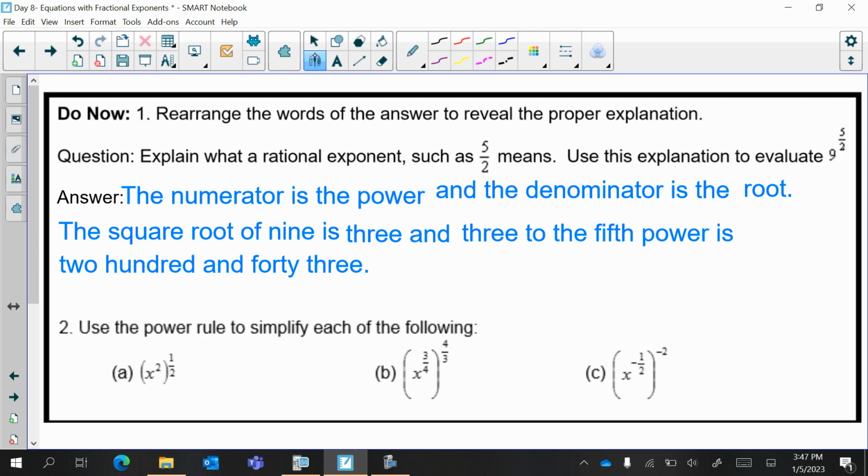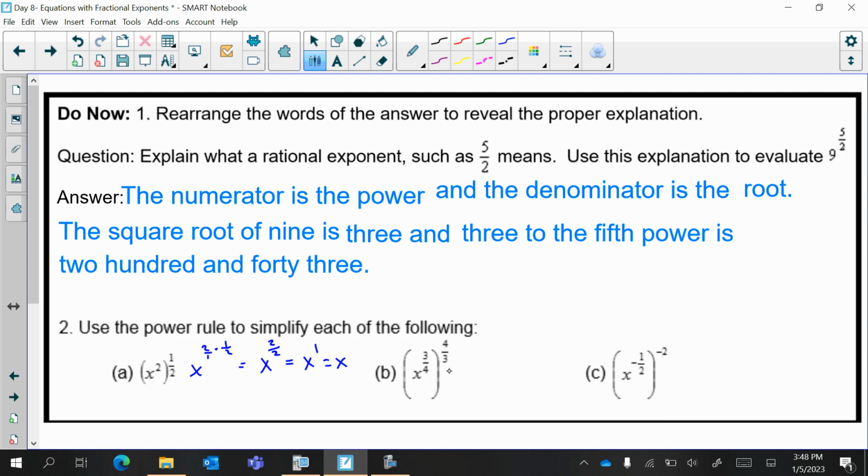Anyway, with the next example, with the power to power rule, when you have multiple exponents, what you are going to do is multiply them. So what we really have here is 2 times 1/2. Now this is really 2 over 1. So 2 over 1 times 1 over 2. If you multiply, we get 2 over 2, which just simplifies to 1, which is just x.